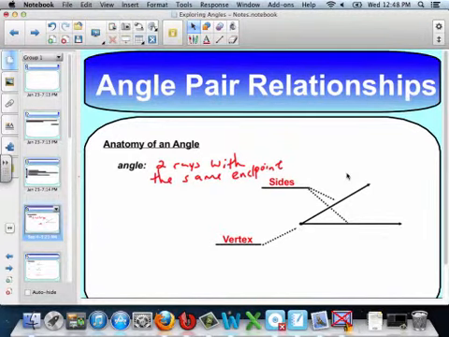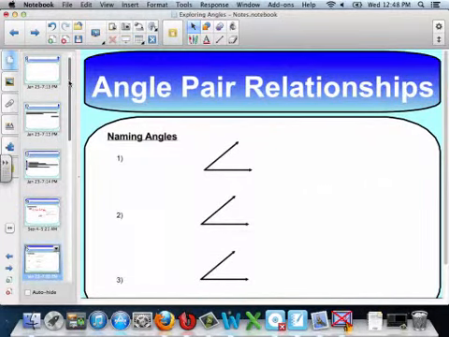So that's how we get our angles. They have sides and they have vertices. And we label them in a very specific way. And the reason why we do this is so we're all on the same page. We have a lot of letters that we're going to be throwing around in geometry. You got to learn to read and interpret what you're seeing.